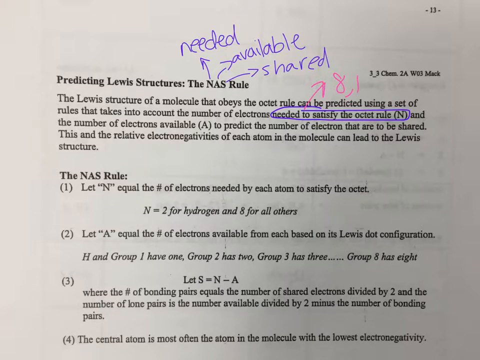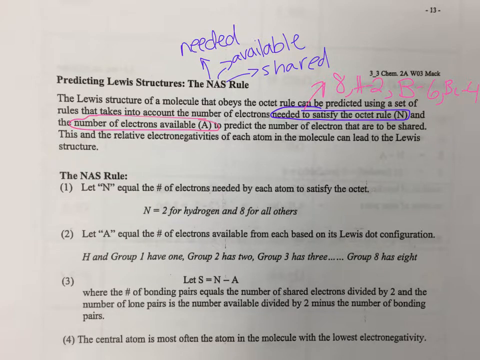Hydrogen needs what? 2. And boron needs 6. And beryllium needs 4. Okay? Why did I leave helium off of that? Because it already has the full shell. Is helium really going to bond with anybody? No. All right, good. So you guys said it already had a full shell. Exactly. All right, cool.